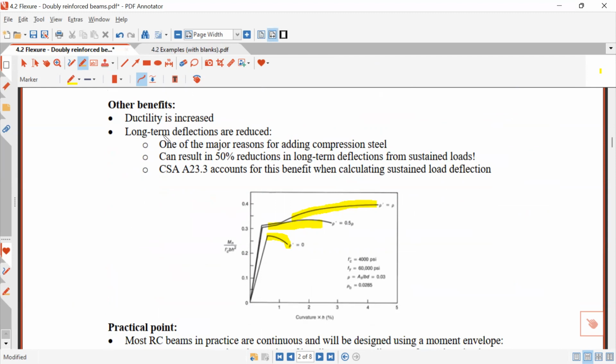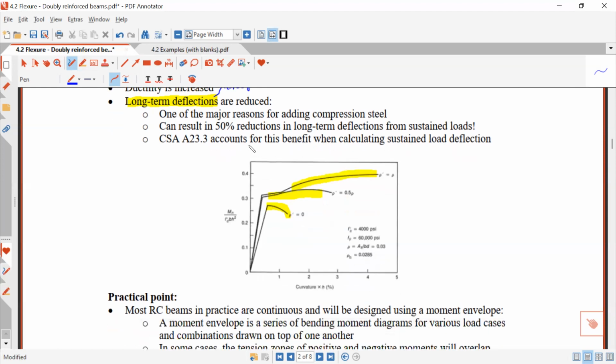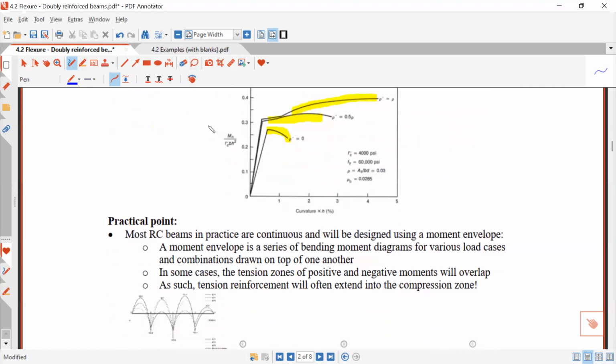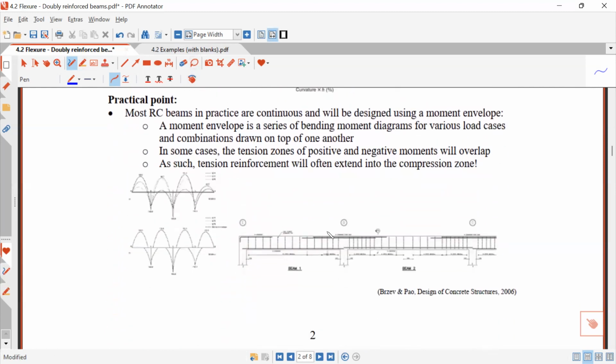Another reason it's added is for something we didn't see in detail in the course: long-term deflection, which is related to creep. When you have this creep phenomenon, we saw it increases the long-term deflections in our beams. When you add compression steel, it will reduce those long-term deflections. If you look at the code equation for deflection, which we didn't cover, it accounts for this compression steel. If you put compression steel, it will relax the deflection, so it can reduce these long-term deflections.